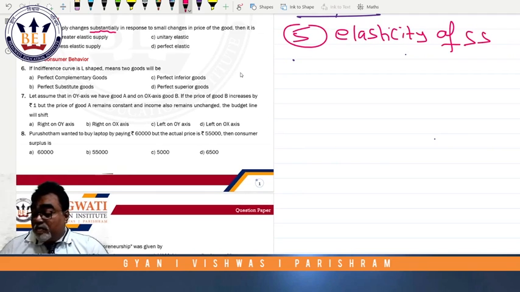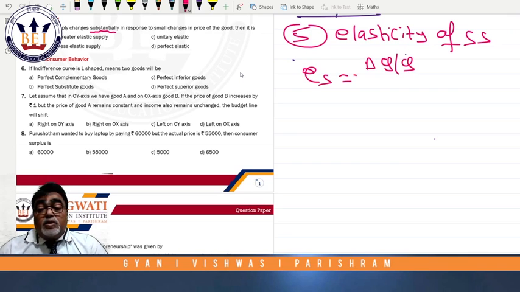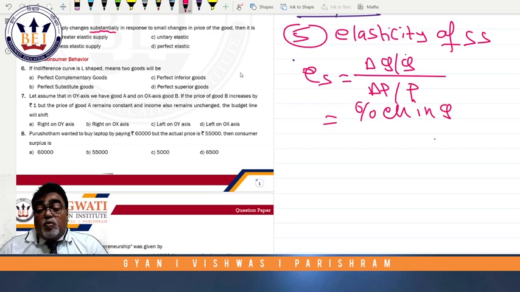What is the definition of elasticity of supply? It is the degree of responsiveness of quantity supplied due to change in price. And our mathematical interpretation is del Q by Q divided by del P by P. From where does it come? It is nothing but the percentage change in quantity supplied divided by the percentage change in price.